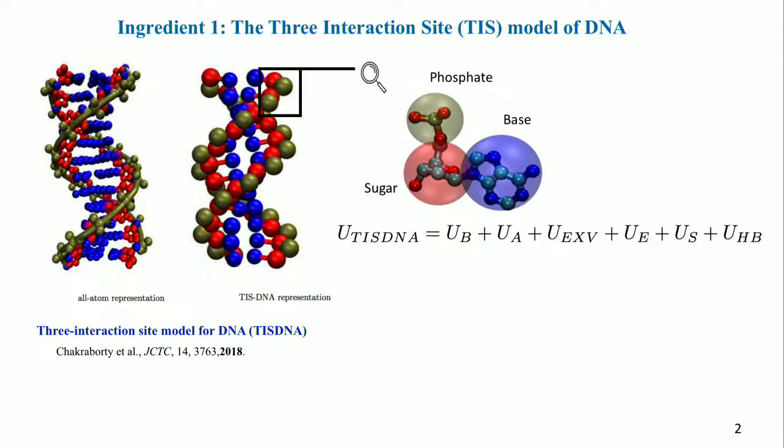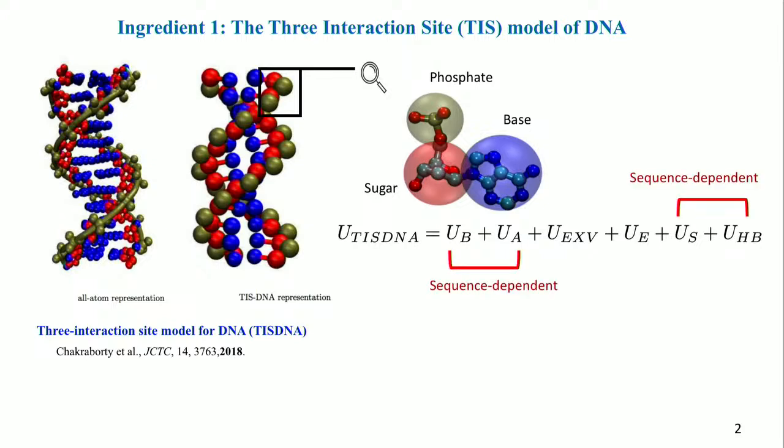And the potential energy function looks like this, where there is a term corresponding to the bonded interactions between the different moieties. There's an angular term like you see in force fields. There's an excluded volume term that ensures basically things don't come on top of each other. This one is electrostatics, which defines the interactions between charged phosphate groups. And the key interactions are basically these two, the stacking interactions and hydrogen bonding interactions, which are key for maintaining the stability of your DNA molecule.